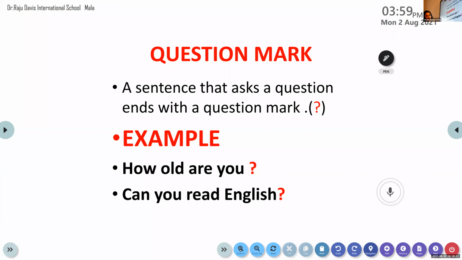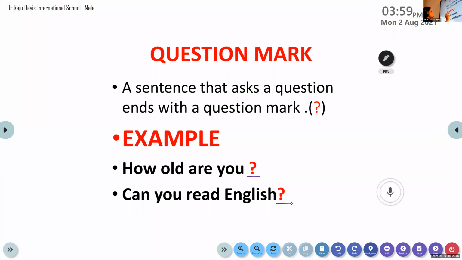Now all of you please have a look at it. If a sentence asks a question, what shall we do? We have to end the sentence not with a full stop, but with a question mark. Okay, so these are the details which are there in your workbook. Yes, please go through it. Please read what is written in your workbook on page number 7. So these are the points which are there in your workbook. Please go through it very well.